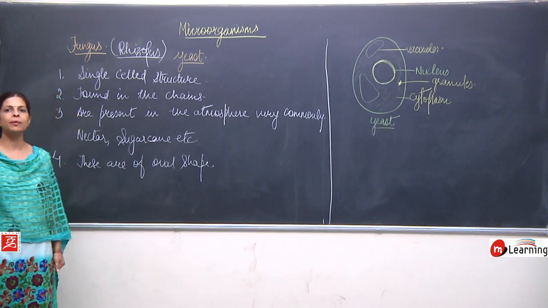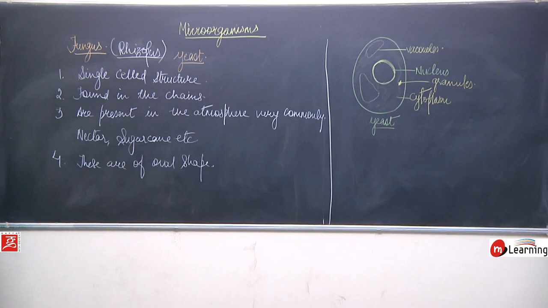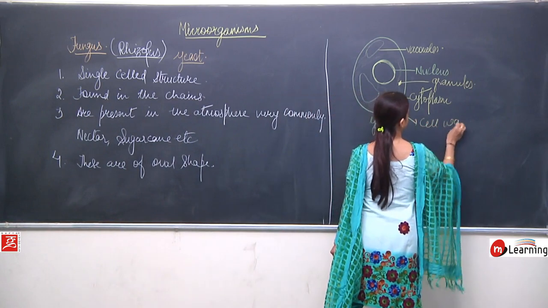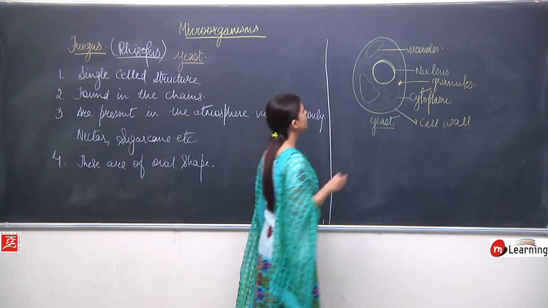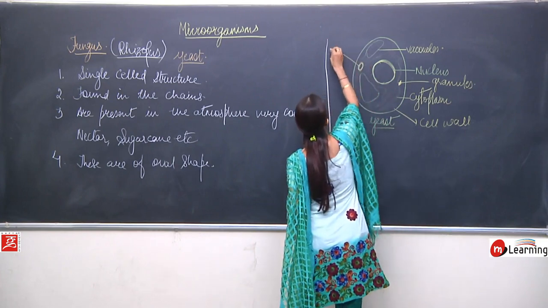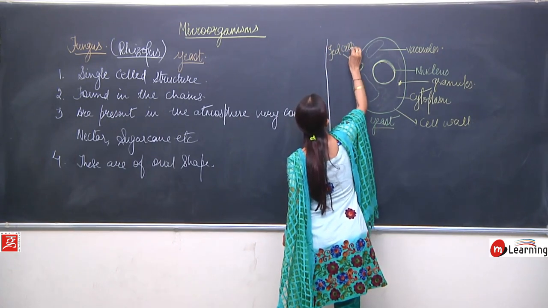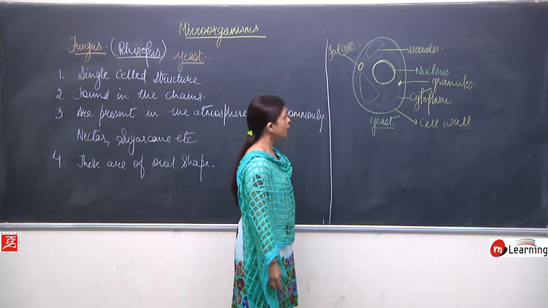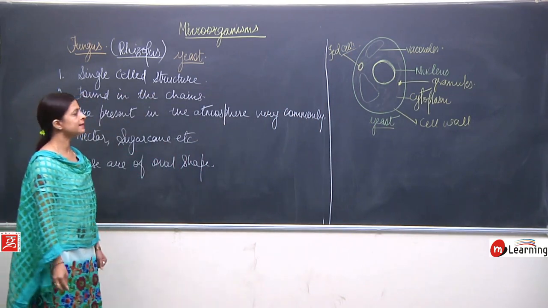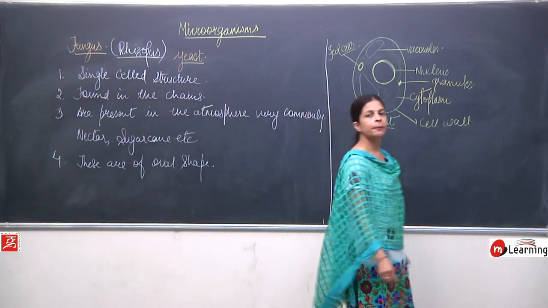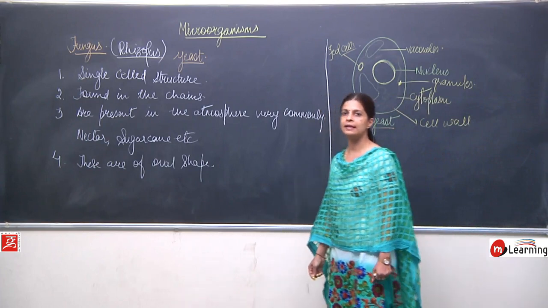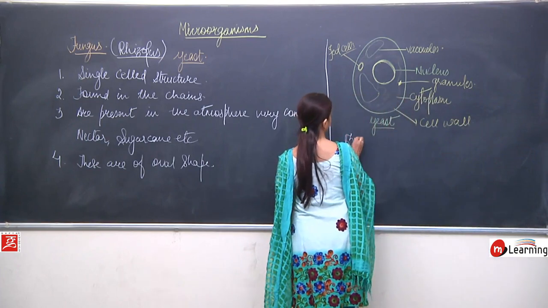Then when we talk about certain special characteristics of this, it has a cell wall. Even fat cells, or fat granules, are also present. Now, when we talk about more description in detail, first of all, yeast is a single cell structure. When we talk about reproduction, how does reproduction take place in yeast? Reproduction takes place by the method of budding.